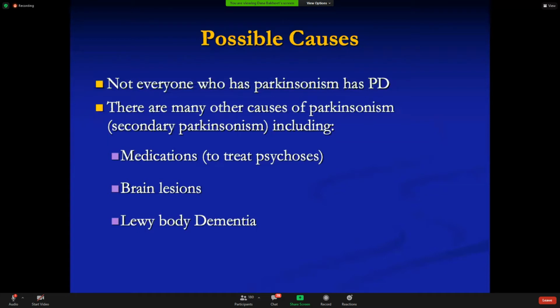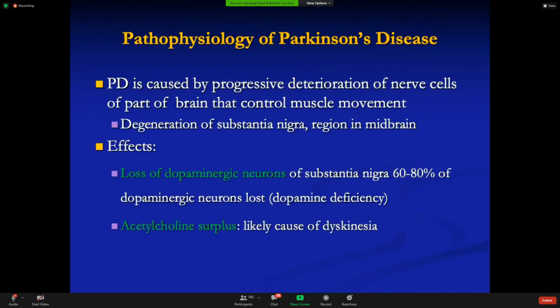I will not be asking, but I'm depending on the consultants, whoever is covering pathophysiology, to tell you more about Parkinsonism. Now, the pathology of Parkinson's disease is caused by progressive deterioration of nerve cells of the part of the brain that controls muscle movement. So as you see from the picture, it is more related to muscle movement. You will have degeneration of the substantia nigra, a region in the midbrain.